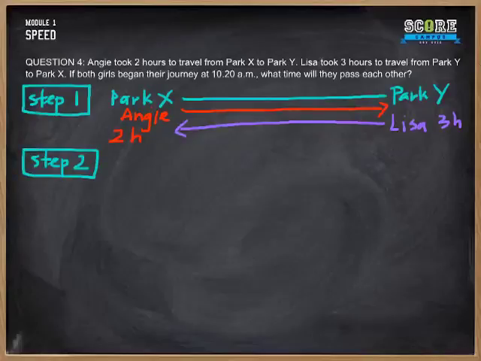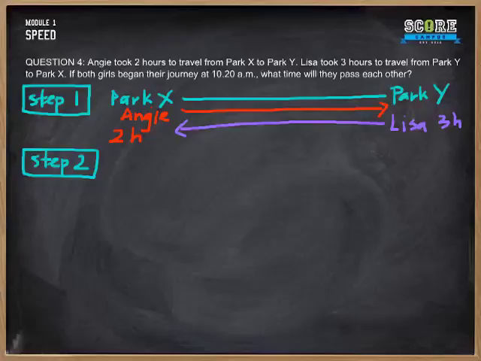Okay, let's try and figure this out. Angie took 2 hours for the whole journey. So a little bit of trial and error. You've got to put on your thinking hat and just figure this out. She took 2 hours for the whole journey, which means she traveled half the journey in 1 hour. Lisa took 3 hours for the whole journey, which means she traveled 1/3 of the journey in 1 hour. This is a fact. So let's use this information to calculate the time they travel together.